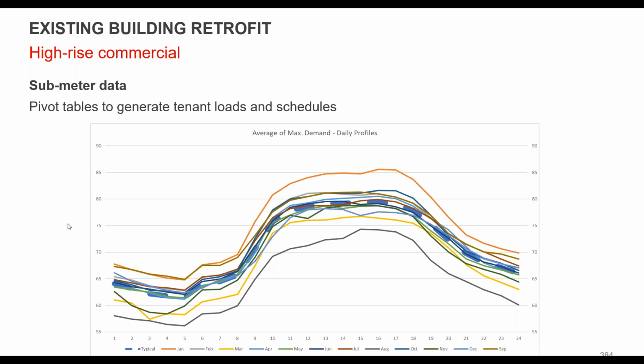Okay. So what does this actually look like when you translate it into, again, these are daily profiles, month by month. What does it actually look like, right? So this is the data that actually came out of all that sub-meter data. Again, through a massive pivot table, looking at the max demand. So this is a percentage.